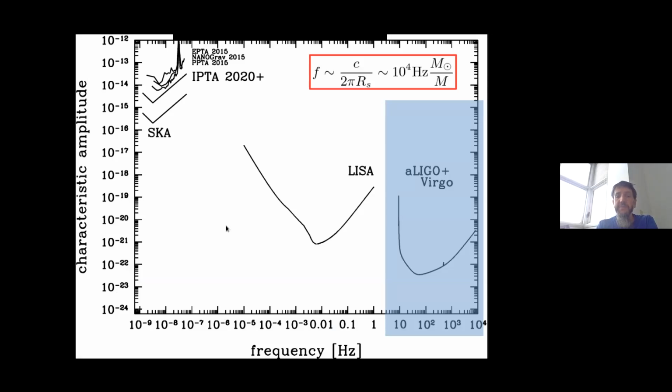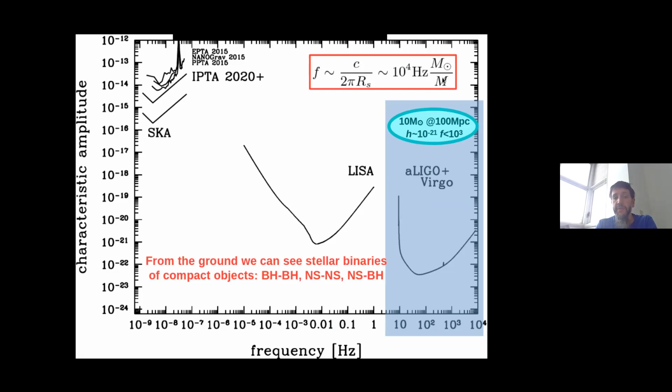Okay, so you can produce a slightly different version of this graph, where again there is frequency on the x-axis and characteristic amplitude on the y-axis, and those are pretty much the sensitivities of the three experiments I was mentioning. So you have LIGO Virgo at high frequency here, LISA covering the millihertz frequency regime, and pulsar timing arrays being sensitive at nanohertz frequencies. So remember the scaling of the frequency with the source mass. So you can populate this diagram with gravitational wave sources.